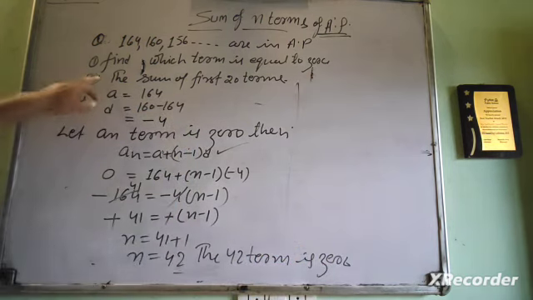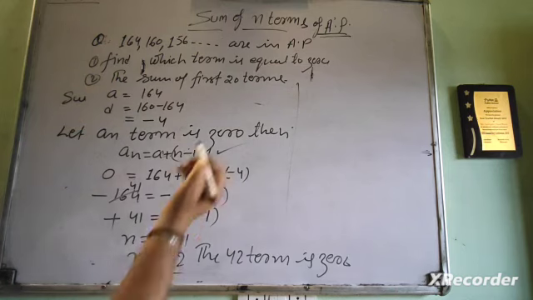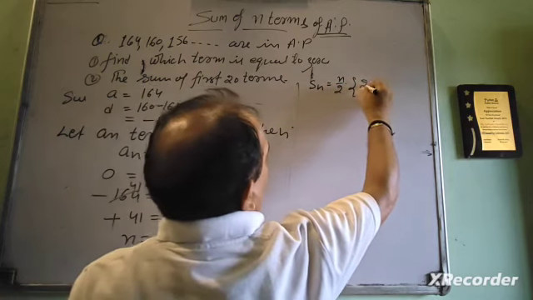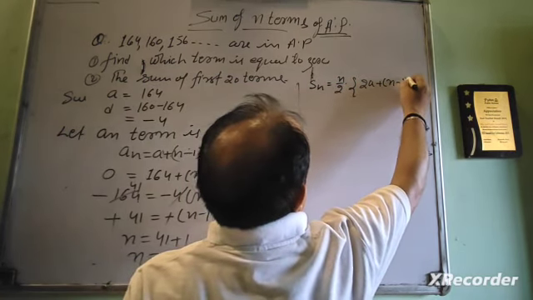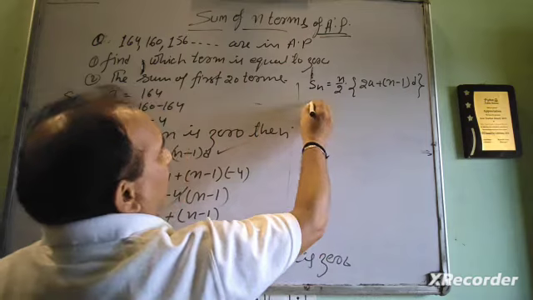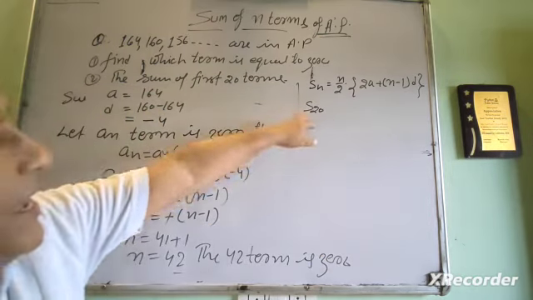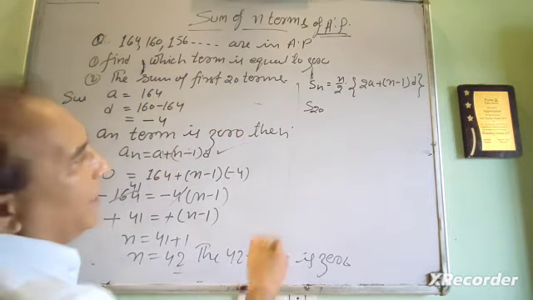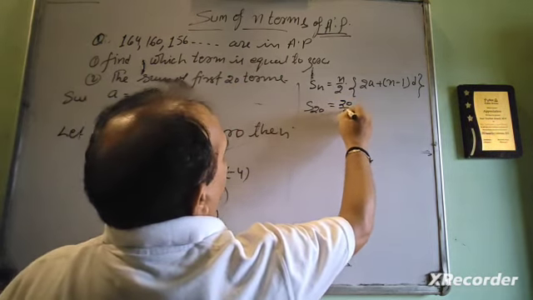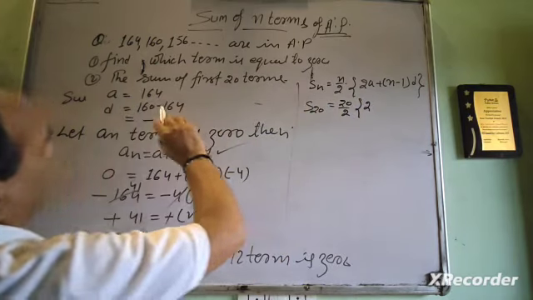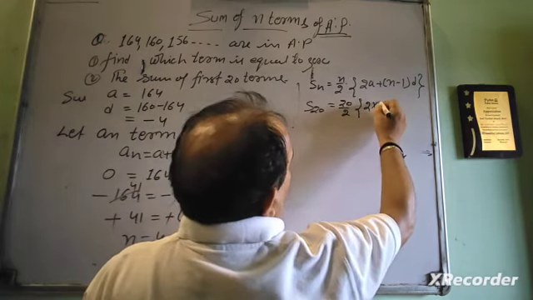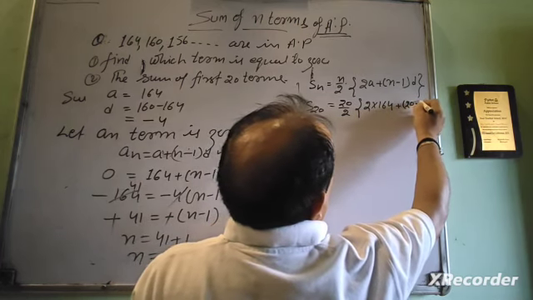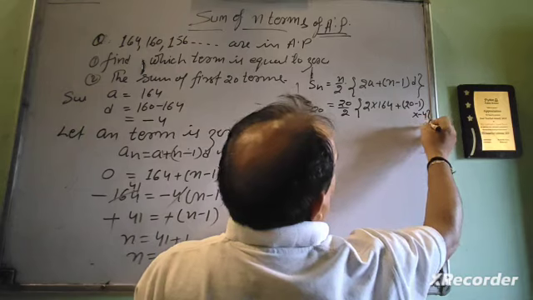In the second part he asks for the sum of the first 20 terms, and we know that Sn is equal to n by 2 into (2a plus (n minus 1) into d). In place of n we put 20, since the first 20 terms are asked. So S20 is equal to 20 by 2 into (2a, where the value of a is 164, plus (20 minus 1) into d, which is minus 4).